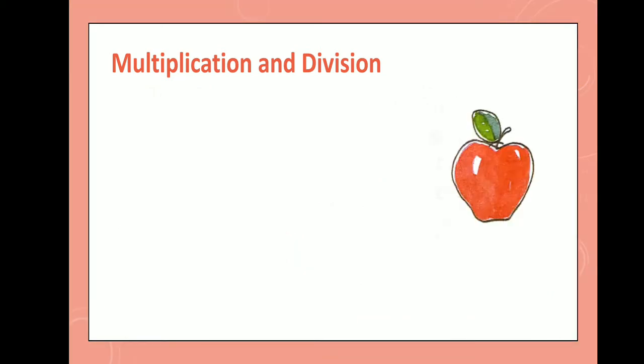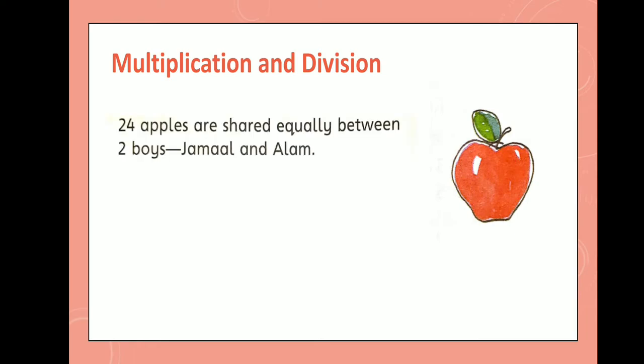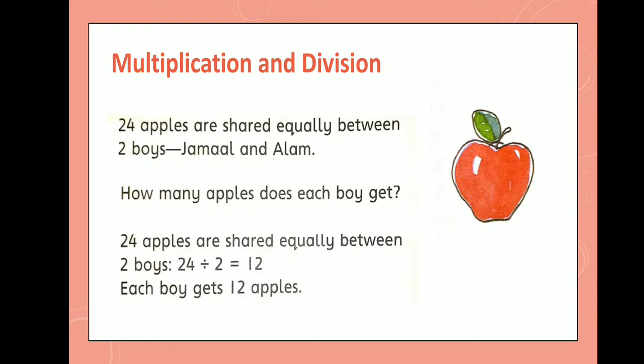Here you can see some division sums. Always remember, division is the opposite of multiplication. In this sum, Jamal and Alam want to share 24 apples, and that can only be possible by dividing 24 apples among the two, like 24 divided by 2 is equal to 12. It means Jamal and Alam get 12 apples each, and they shared equally with the help of division.